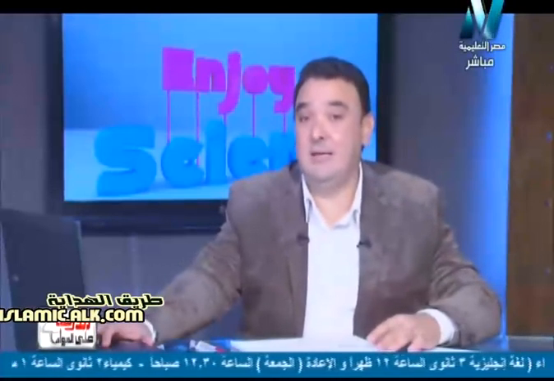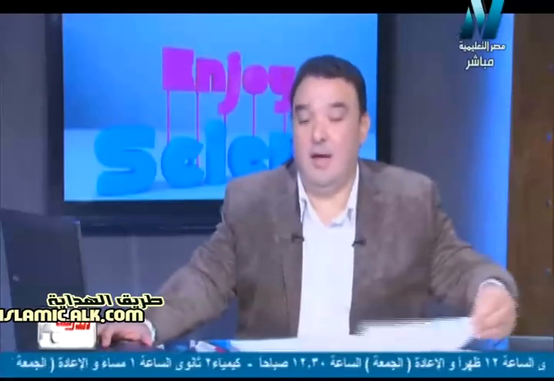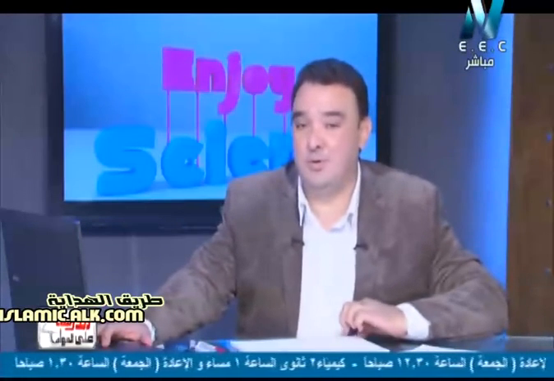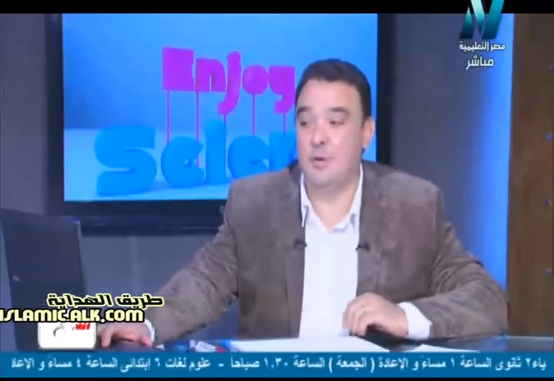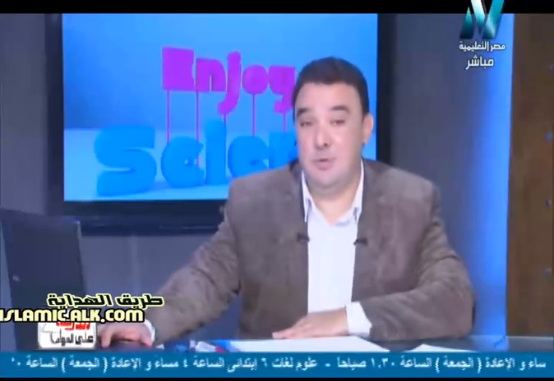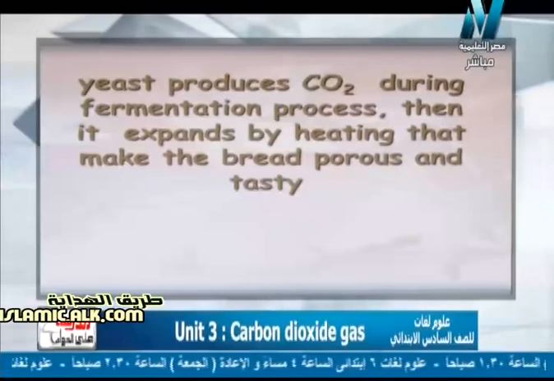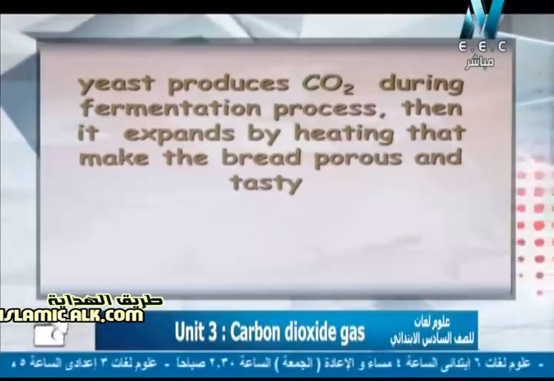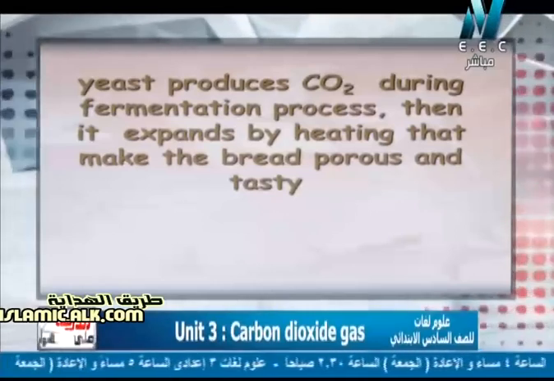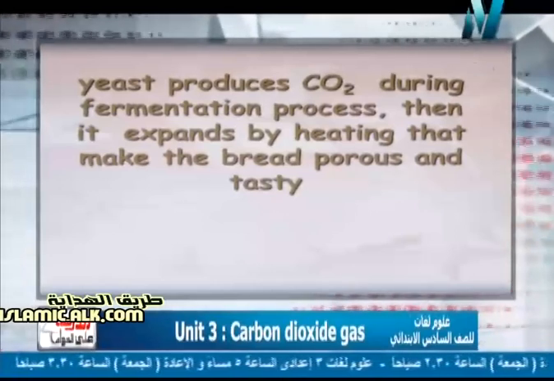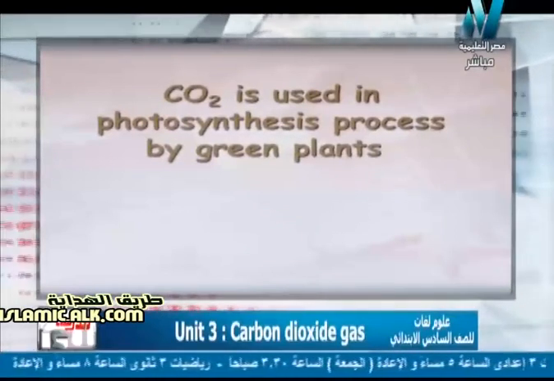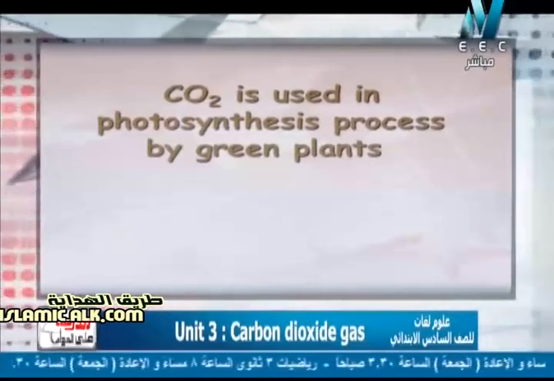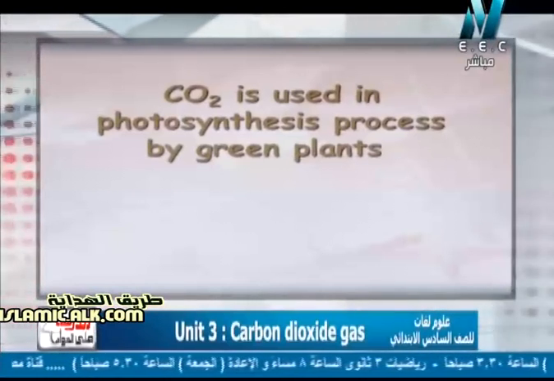So again yeast is added to the dough or to the baking bread because it produces carbon dioxide gas during fermentation process that makes the bread porous and tasty. So again, yeast produces what? Carbon dioxide gas during fermentation process that make the bread, or that expand by heating, that make the bread porous and tasty. So okay, again, carbon dioxide gas is used in photosynthesis process as we know by the green plants. Again, carbon dioxide gas is used in photosynthesis process by the green plant.